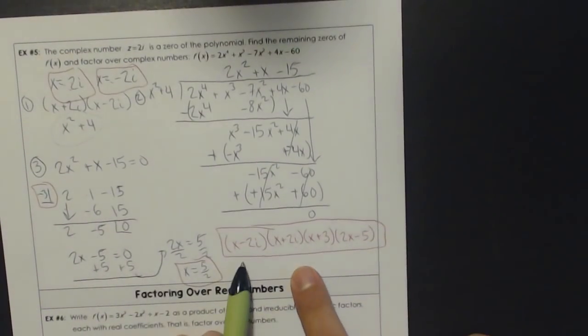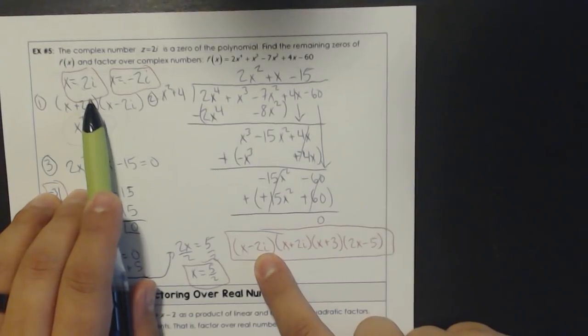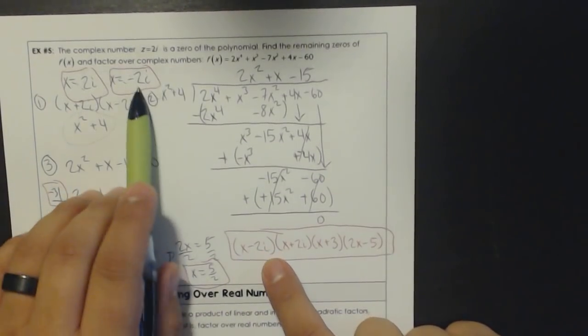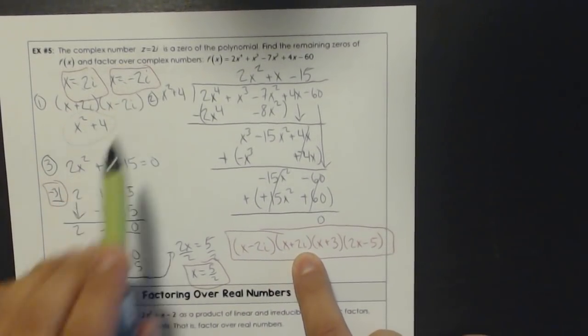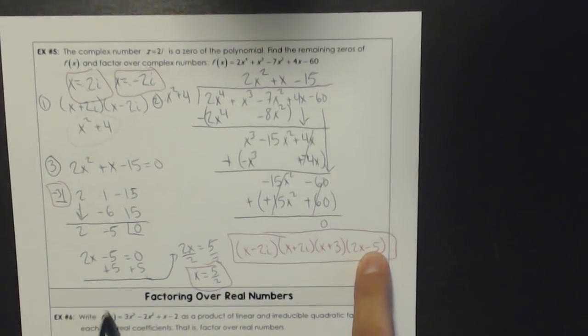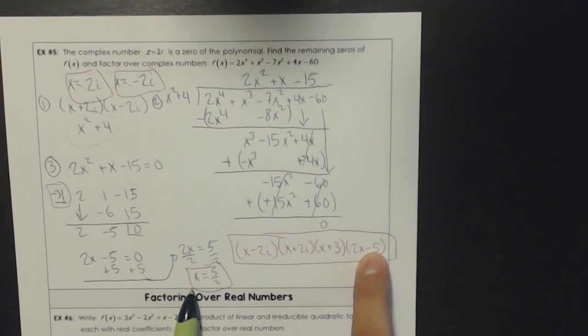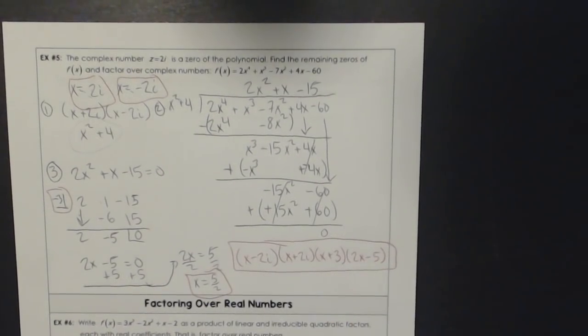We got to make sure that we pay attention to the 2i: this negative 2i is the opposite for this positive 2i. This 3 is the opposite of the negative 3. And then the 2x minus 5, that's just the factor that we were left with here. But when we solve for x, we just got to make sure that we write it out that way.